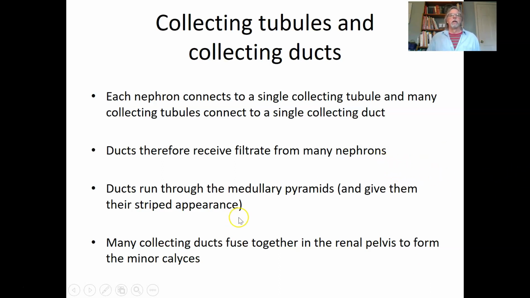Okay. Collecting ducts then are going to run through the cortex, then through the medulla, and they're going to end up connecting to the minor calyces in the renal pelvis. So they're kind of the highways of conducting, at this point it's called urine, to the renal pelvis at the minor calyces. Okay.